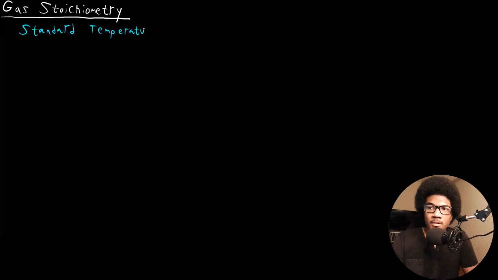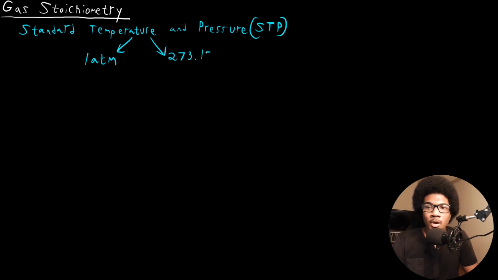Standard temperature and pressure, usually abbreviated as STP. So basically, standard temperature and pressure is 1 atm as our standard pressure, and the standard temperature is 273.15 Kelvin, or 0 degrees Celsius, right? So this is our standard temperature and pressure.